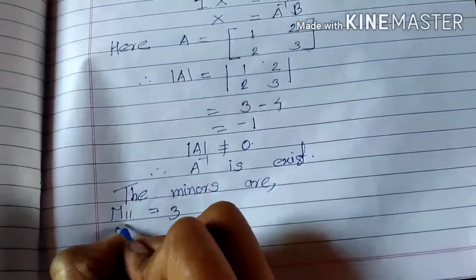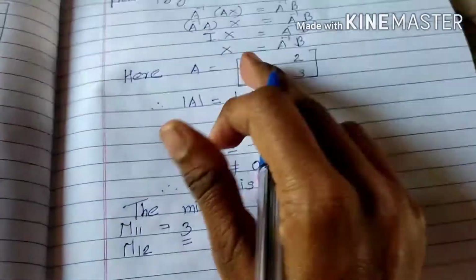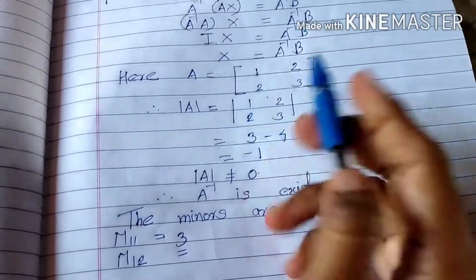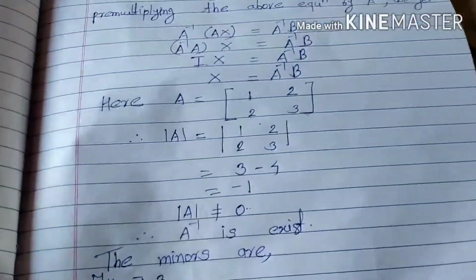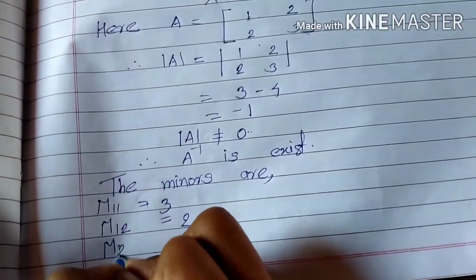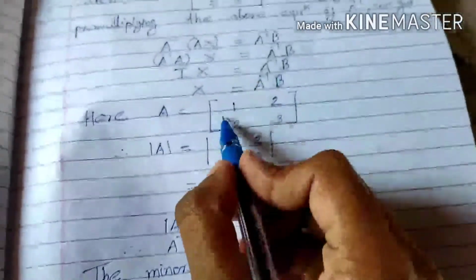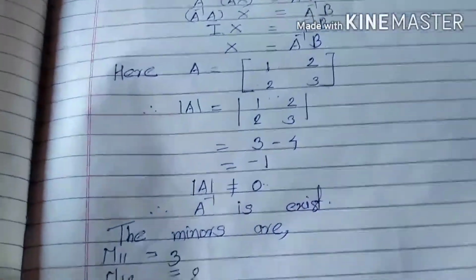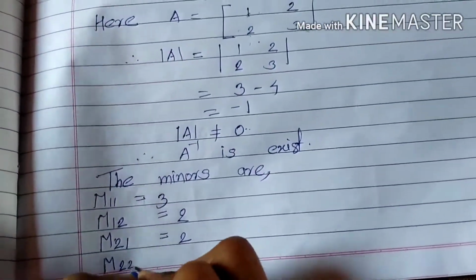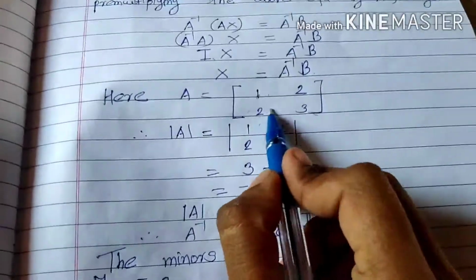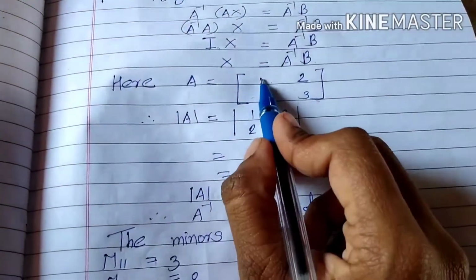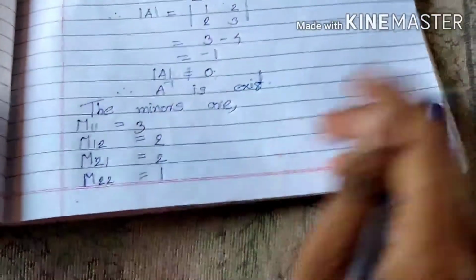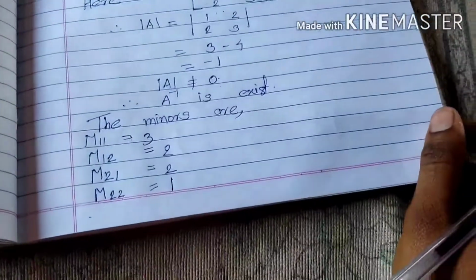Next M12, deleting first row and second column, you get element 2. Next M21, deleting second row first column, you get element 2. And last M22, deleting second row and second column, you get element 1. So these are minors. Now find cofactors.